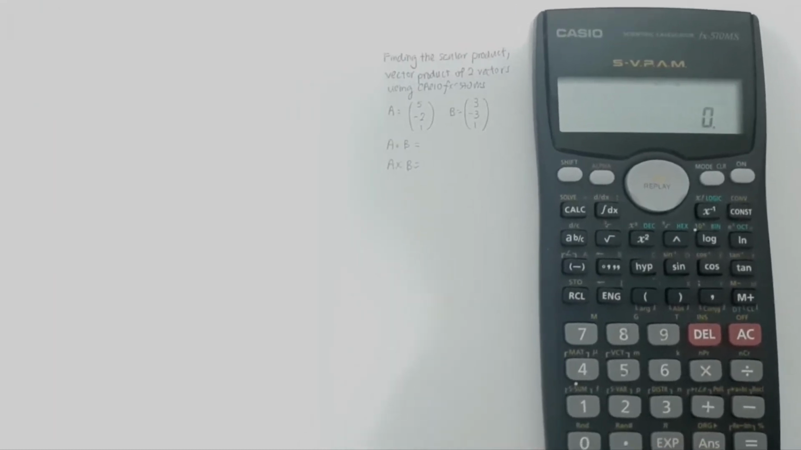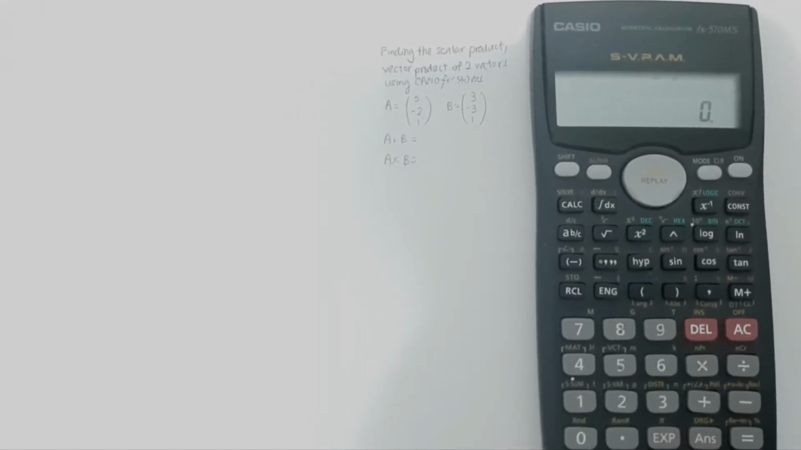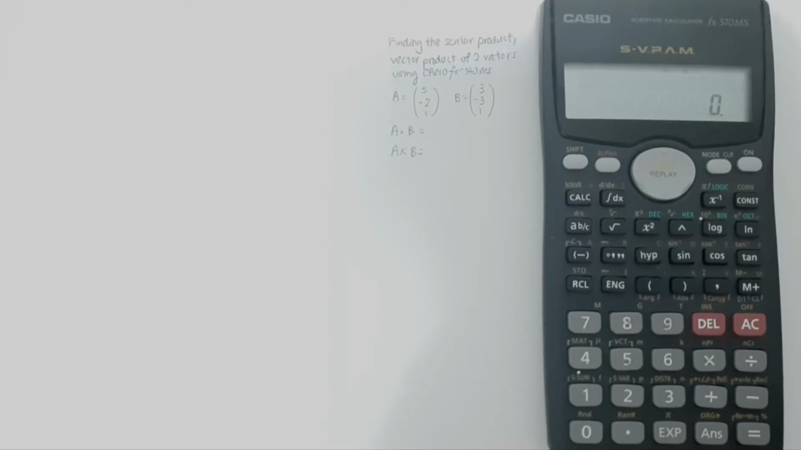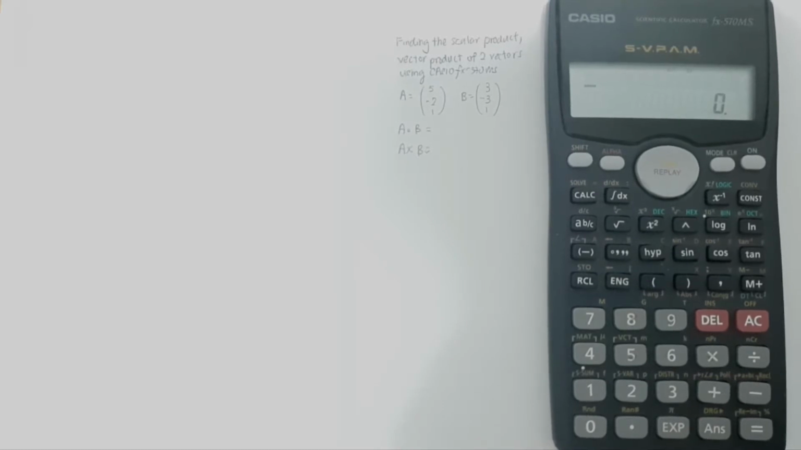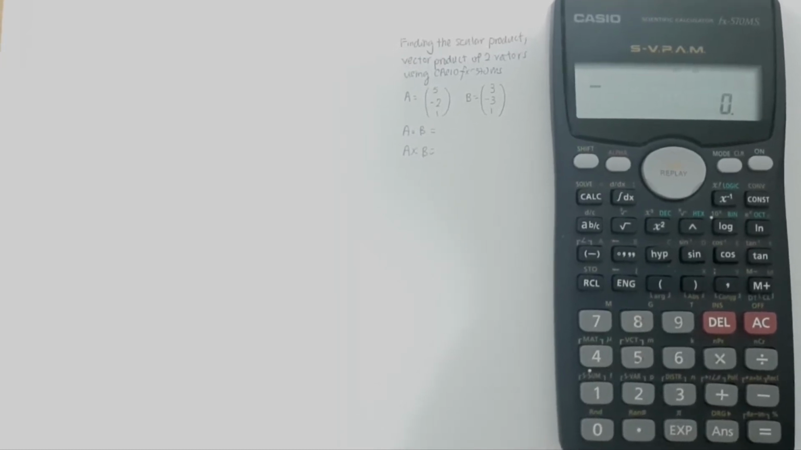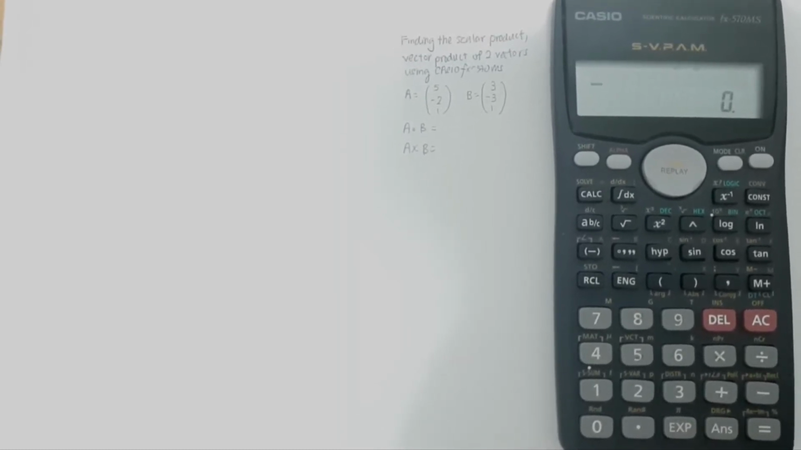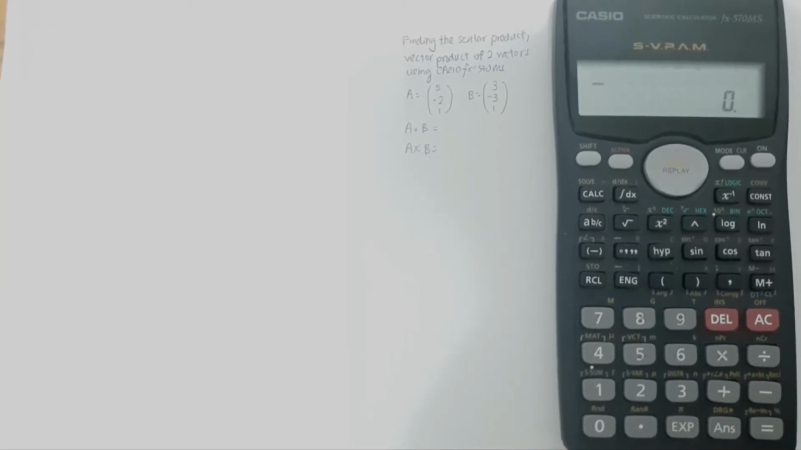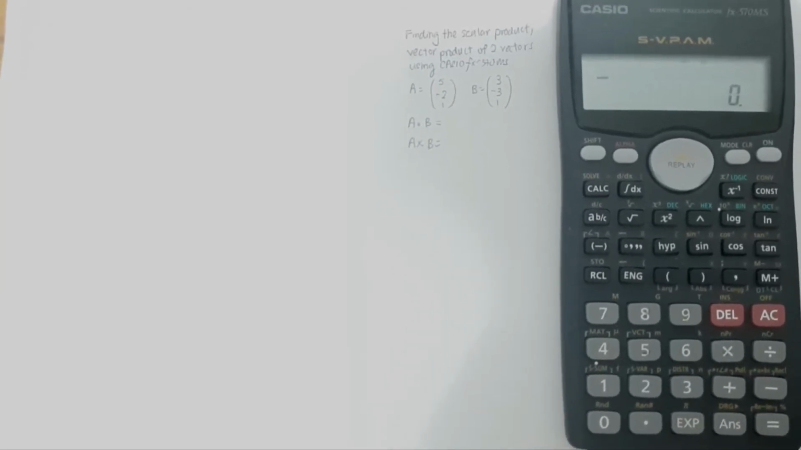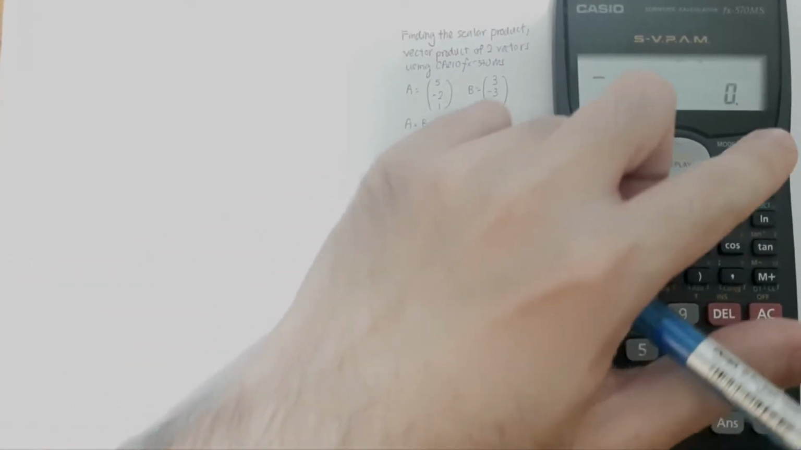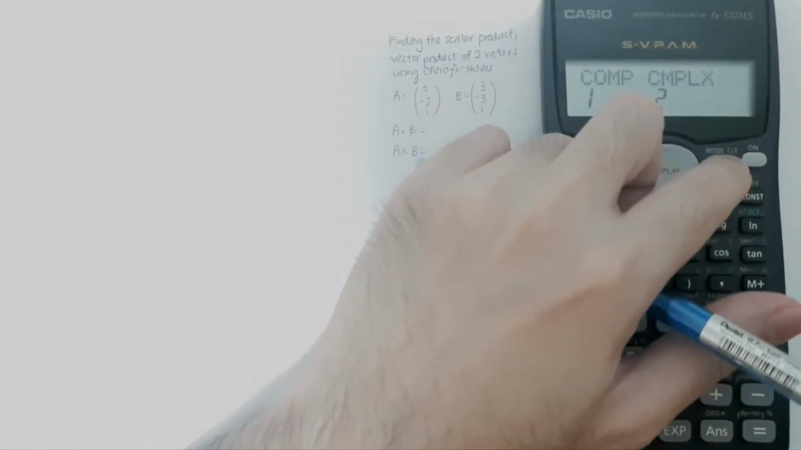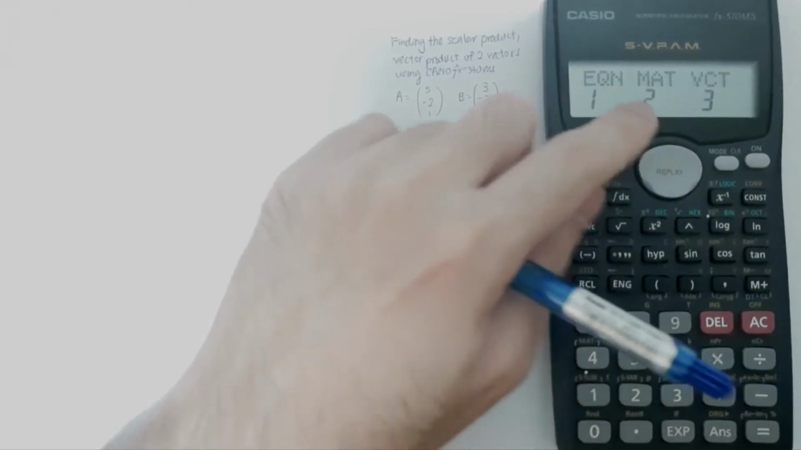In this video, I'm going to show you how to find the scalar product and the vector product of two vectors using the Casio fx570ms calculator. In order to perform the scalar product and the vector product of two vectors, the first thing we have to do is to switch the mode of the calculator into vector mode.